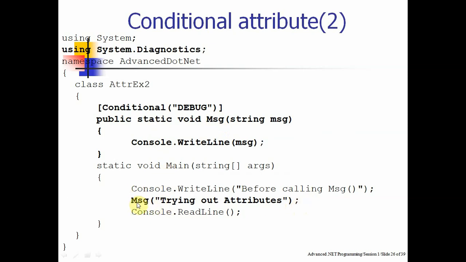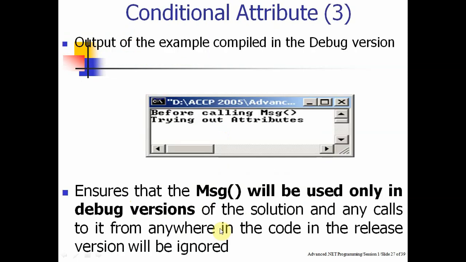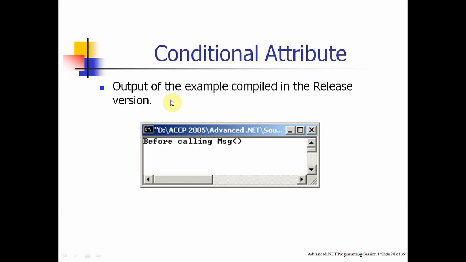मतलब क्या होगा, जब ये लाइन इग्नोर होगी तो ऑटोमेटिकली एक ही लाइन का आउटपुट आएगा, केवल ये आउटपुट आएगा, और उसके बाद ये जो कंसोल डॉट रीड लाइन इसको होल्ड करेगा स्क्रीन को, और ये इग्नोर कर दिया जाएगा. So you can see this output also in this slide, output of the example compiled in the release version.